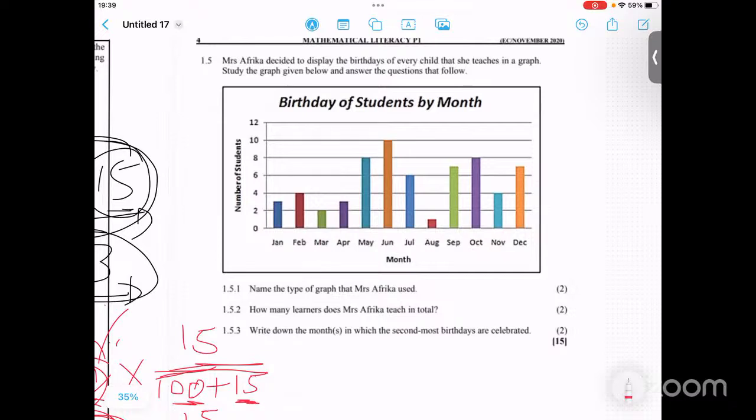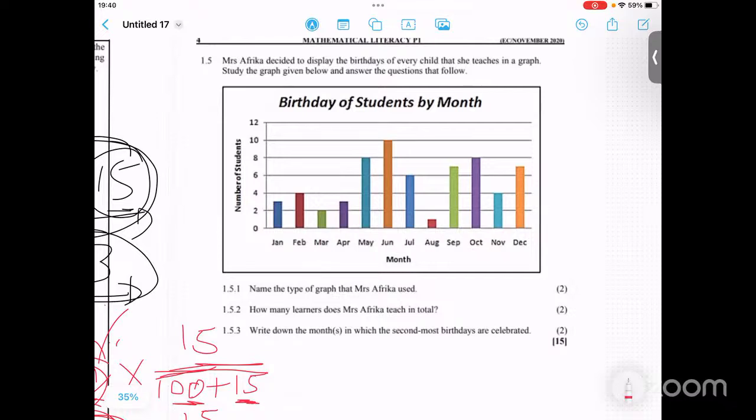Perfect. Mrs. Africa decided to display the birthdays of every child that she teaches in a graph. Study the graph given below and answer the questions that follow. The heading of the graph is birthdays of students by month. Now we have the number of students and the months. So we have January to December, and we also have 0 to 12 as the number of students.